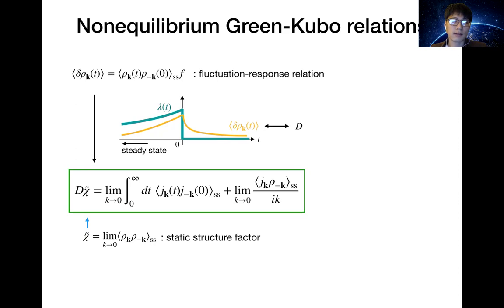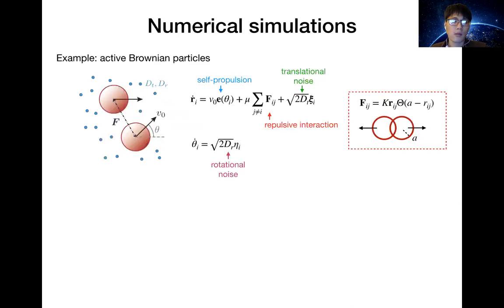On the right-hand side, there is a correction term to the current-current correlation. This term is usually missing in equilibrium because of the time reversal symmetry. We confirm the validity of the non-equilibrium Green-Kubo relation with numerical simulation of active Brownian particles. The interaction is chosen as a repulsive short-range force. We measure the transport coefficient D by two independent methods.